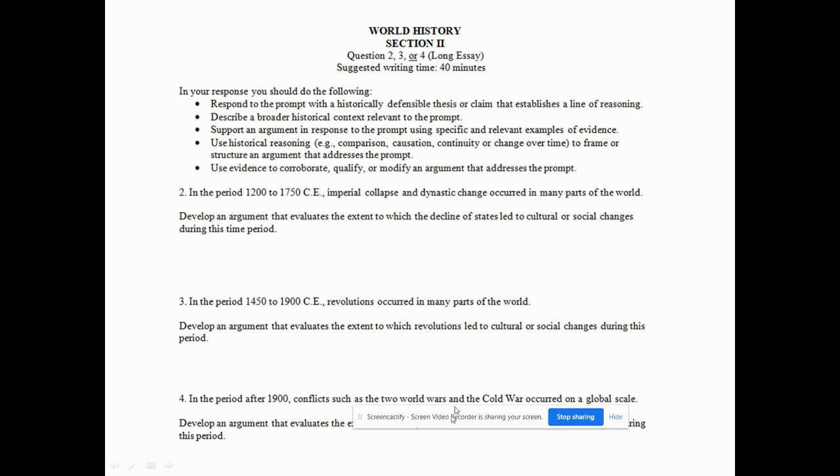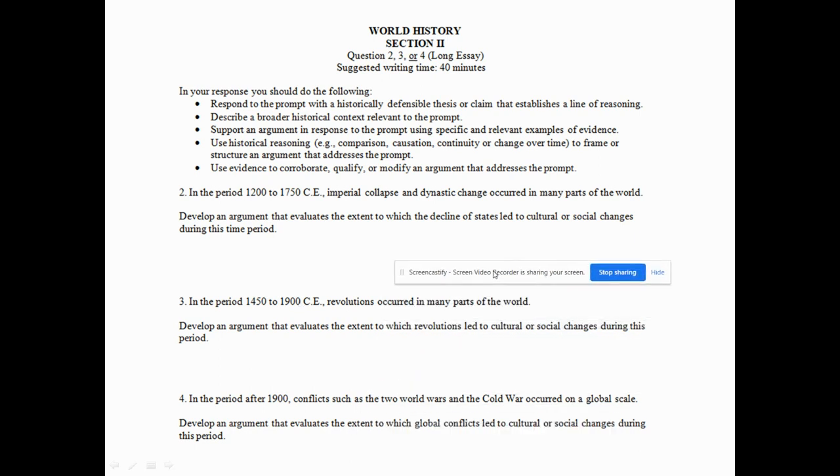So these are the three prompts. And again, the essays really don't change, and this is how it's going to look the day of your AP exam. So you pick one of three essays. They usually break it down 1200 to 1750, 1450 to 1900, and then after 1900. And that's how the new AP World Modern exam will look.